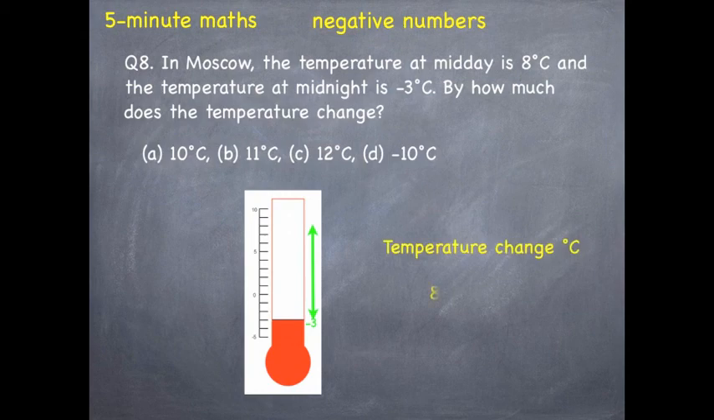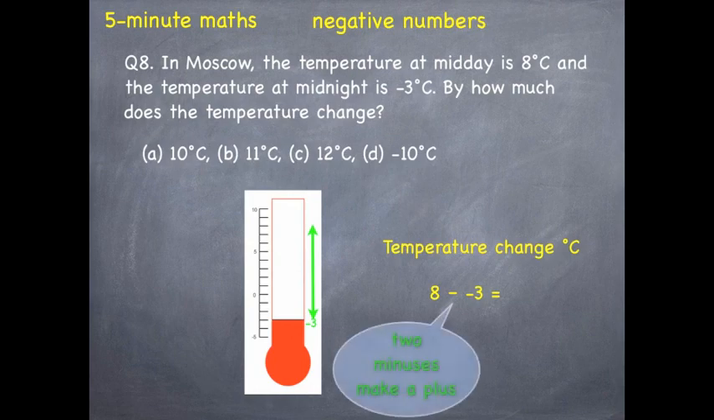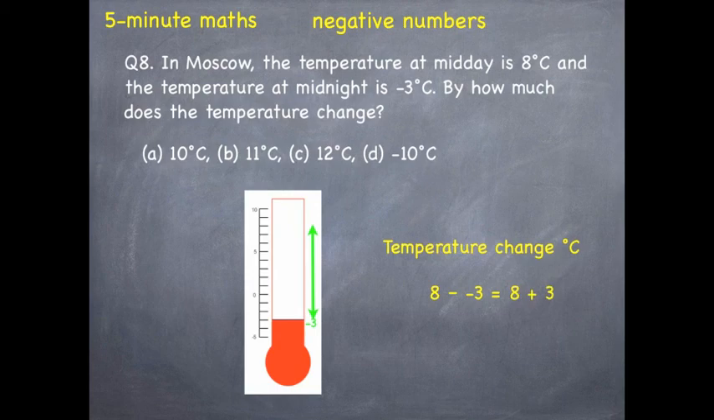Well, here's the calculation. It's 8 subtract -3. Now, there's a somewhat misunderstood rule in maths that two minuses make a plus, and that rule kicks in here. Subtracting a minus number is like adding a plus number. So this becomes 8 plus 3, giving the answer 11 degrees Celsius, which is option B.